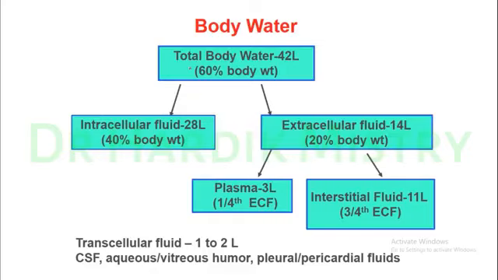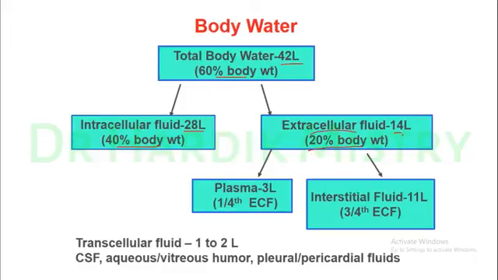Hello everyone. So today we begin with the body fluid compartments. Body water. Total body water is 42 liters, which is 60 percent of the body weight, and it is divided into intracellular fluid, which is around 28 liters and 40 percent of body weight, and extracellular fluid of 14 liters or 20 percent of the body weight.